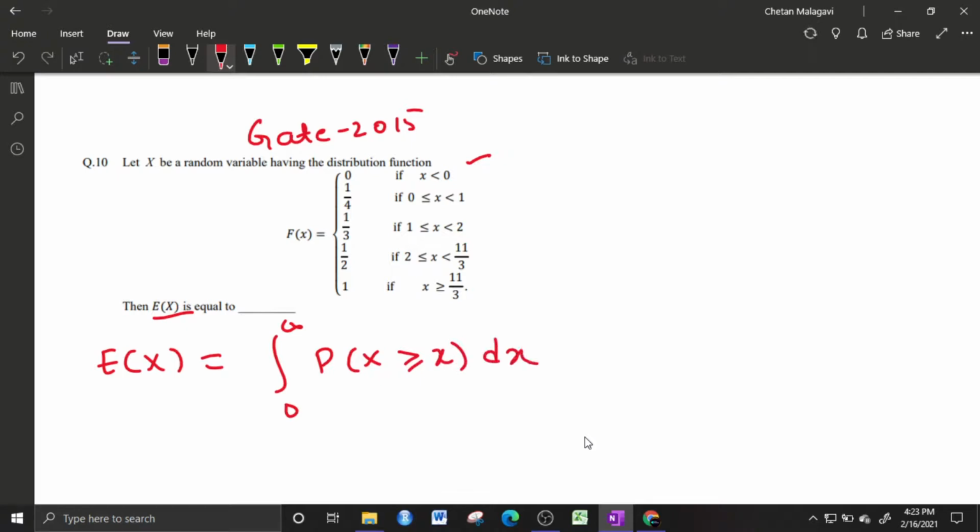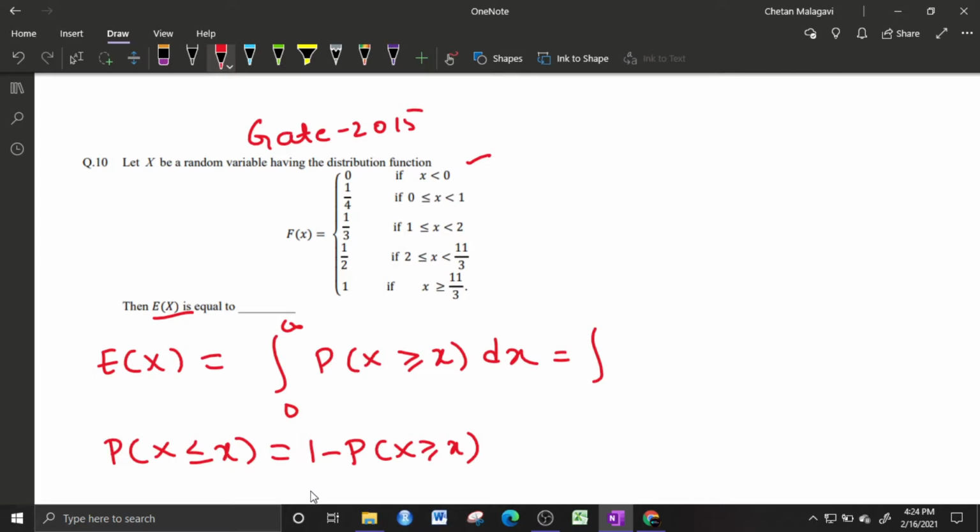So if you calculate this, then this is equal to expectation of x, and you know that probability that x is less than or equal to x can be obtained as 1 minus probability of x greater than or equal to x. Because the totality of the probability should be 1, x less than x plus x greater than x, the sum should be 1, so that's why we use this relation.